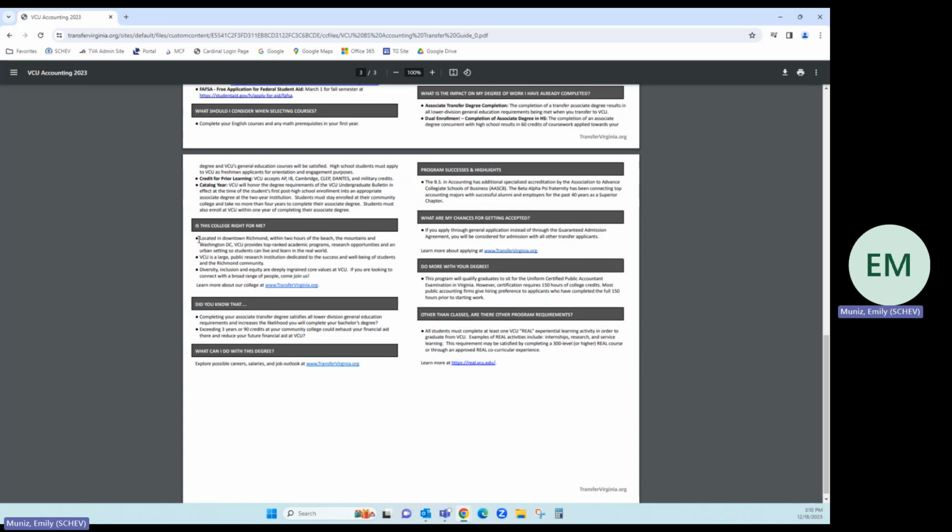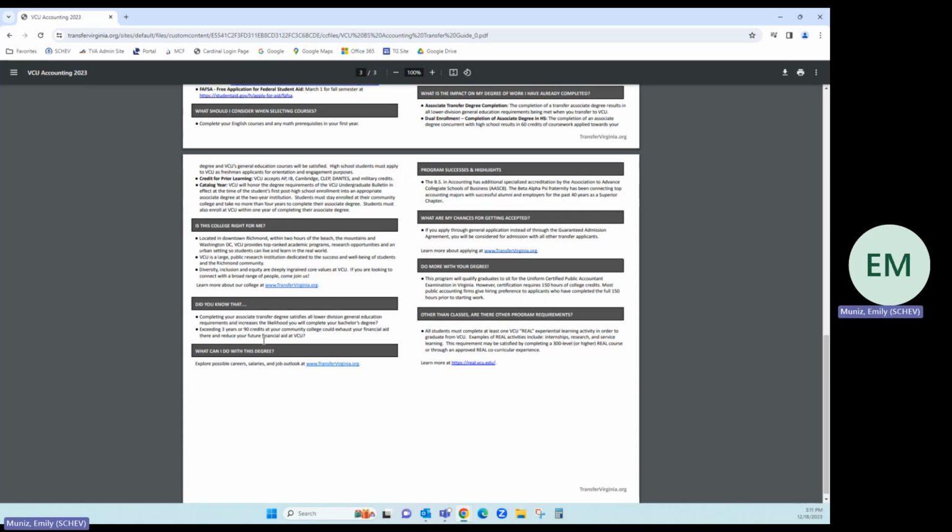Is this college right for me? So this is very helpful. If a student isn't very familiar with the institution, this can give them a snapshot about what to expect. So in this case, VCU is in downtown Richmond. So if a student is not interested in an urban environment, this may not be the best fit for them. But as we know, they should always visit their institutions just to see if it's a good fit or not.